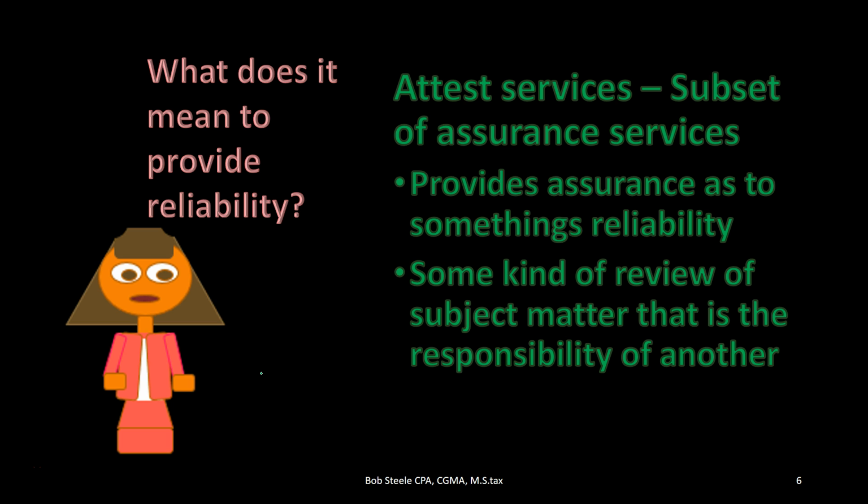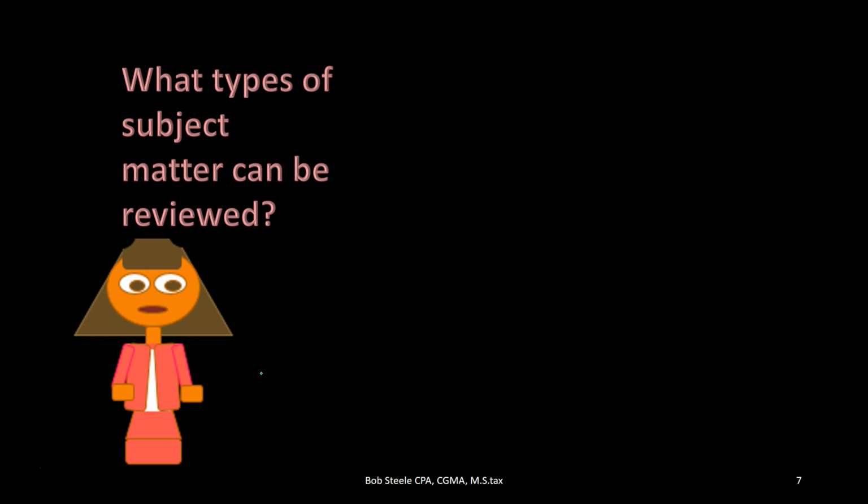So again, we usually think about the financial statements being a responsibility of the company, and the attestation engagement is to give some type of reliability on those financial statements, which are the responsibility of another. We could give some kind of assurance on other things like internal controls as well. What type of subject matter can be reviewed?